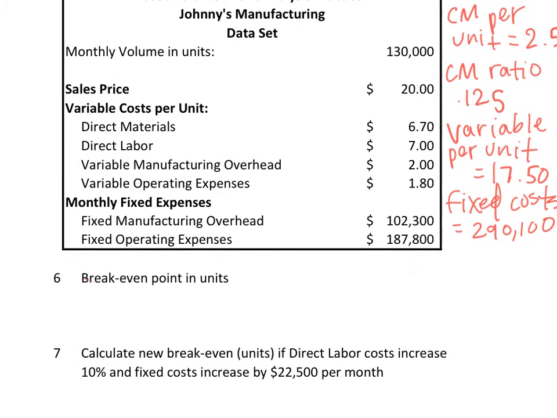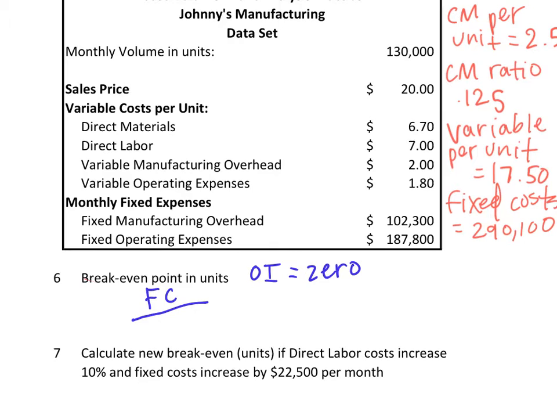So the first item that we're doing is the break-even point in units. Break-even means operating income is exactly zero. There is no operating profit and there is no operating loss. Here's the equation to calculate the break-even point in units.